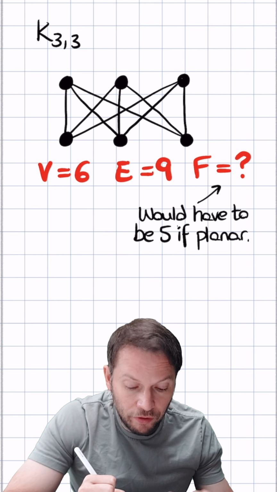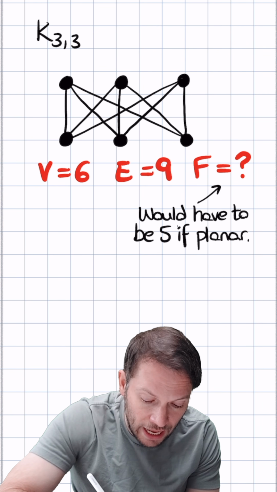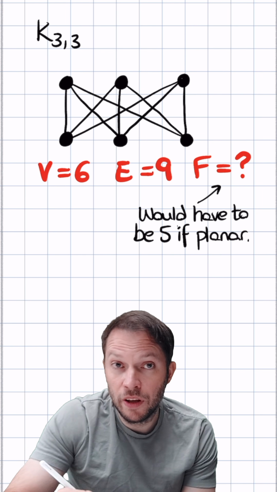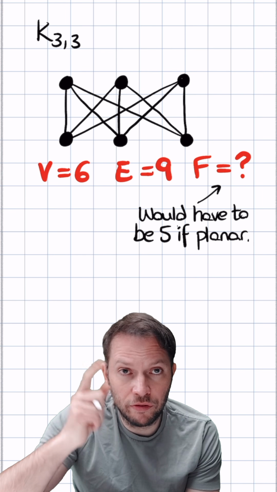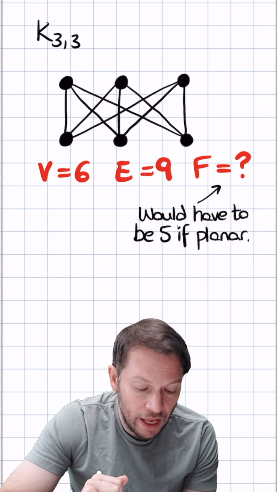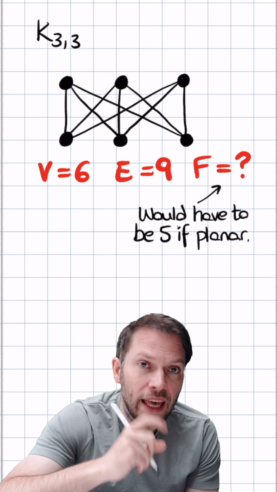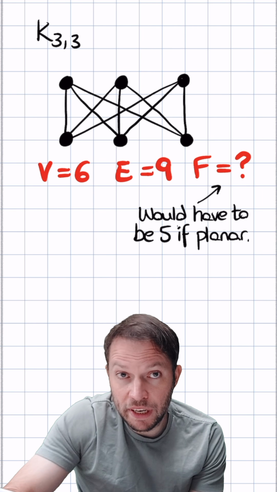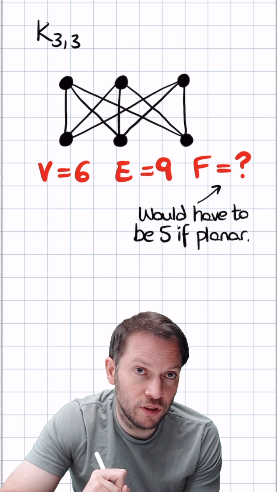Now for K3,3, we can see that we have 6 vertices. We have 9 edges because each of the 3 top dots is connected to each of the 3 bottom dots. That's 3 times 3. And if you were to use Euler's formula, if the graph was planar, then the number of faces, the number of regions, would have to be 5 to obey the formula.